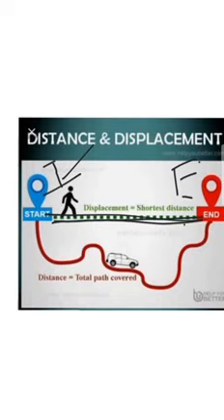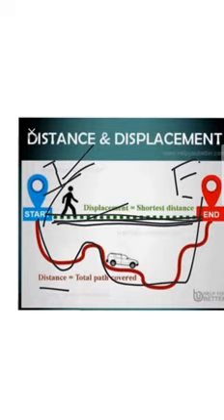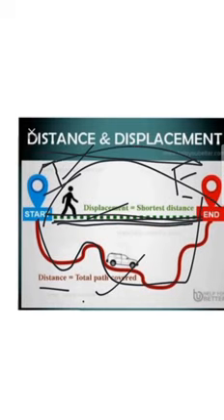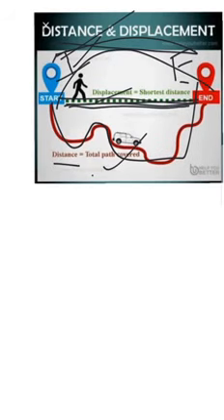The shortest distance between the initial and final point is called displacement. And what is distance? The total path covered. It may be like this, it may be like this, anything. The total path covered is called distance. Okay, we got to understand clearly the basic difference between distance and displacement.